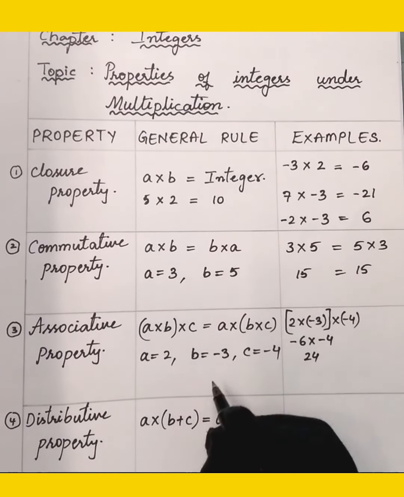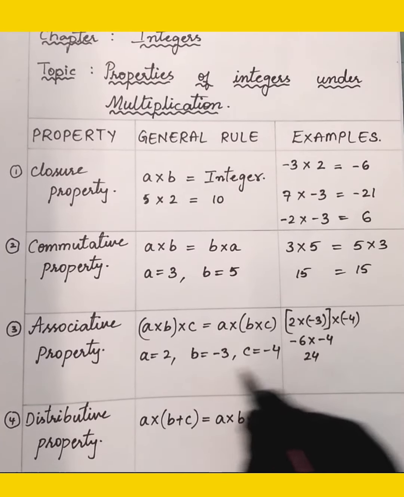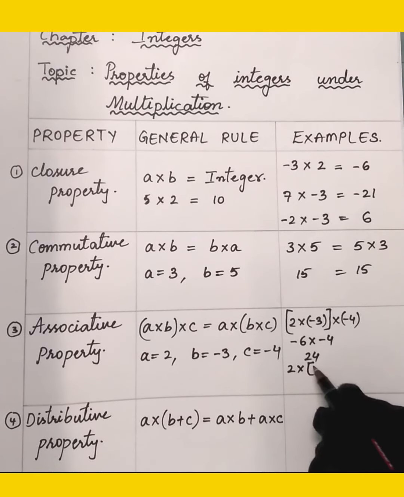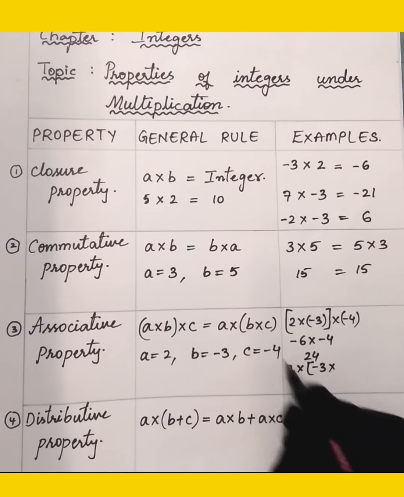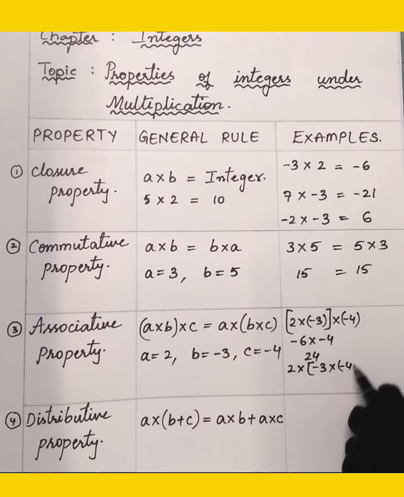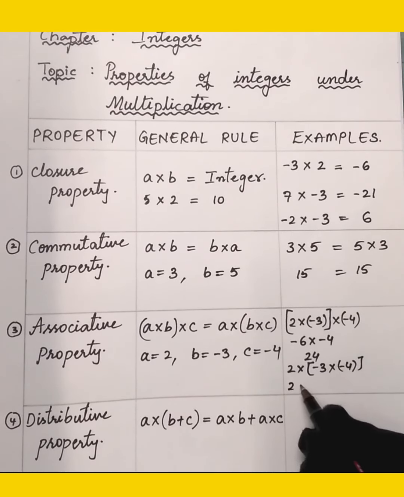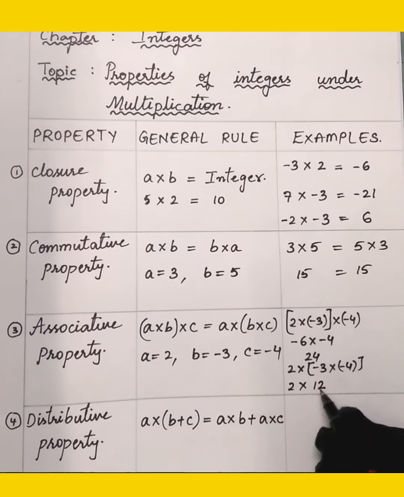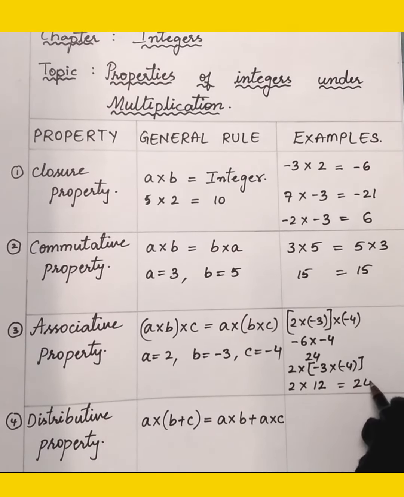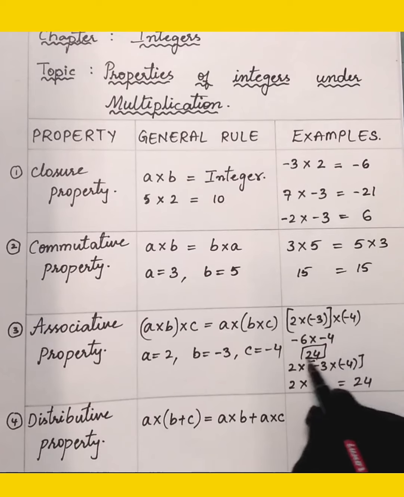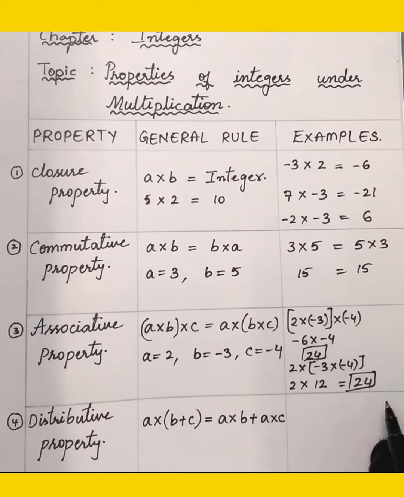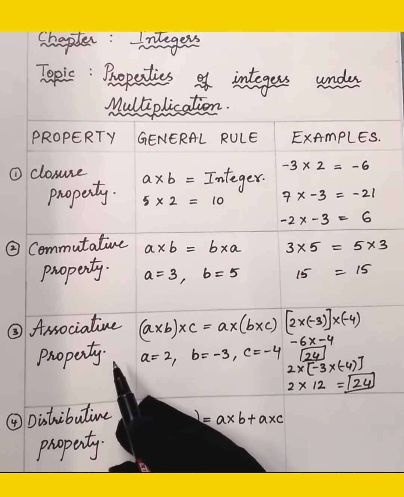Next, let's take this a into (b into c). What is a here? 2 into what is b? Minus 3 into what is c? Minus 4. What happens? Minus 3 into minus 4 will be 12, and 2 into 12 is equal to 24. So in both the cases we got the same answer, that is 24. That means here integers follow the associative property.